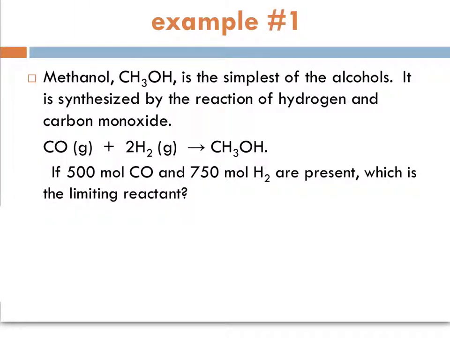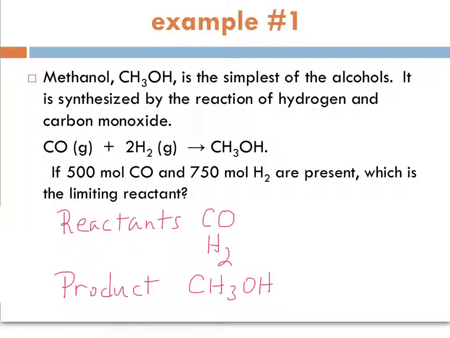Let's do a sample problem. This says that methanol, CH3OH, is the simplest of the alcohols. It is synthesized by the reaction of hydrogen and carbon monoxide. Here's the formula that's already been balanced. CO plus 2H2 yield CH3OH. The given quantities are 500 moles of CO and 750 moles of H2. We will solve both of those using stoichiometry to the same product, CH3OH, and determine which is the limiting reactant.